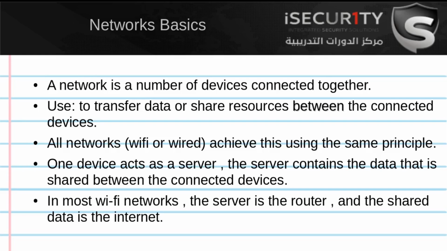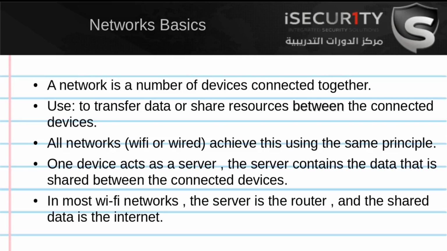This data can be files, can be resources. It can be, for example, your home network. Usually you use it to just access the internet, which you can look at as a resource or as a source of data. So all networks, Wi-Fi or wired, achieve this sharing of data using the same principle.